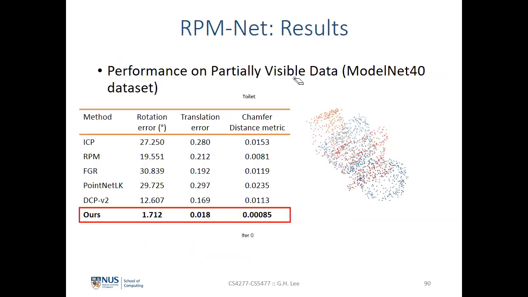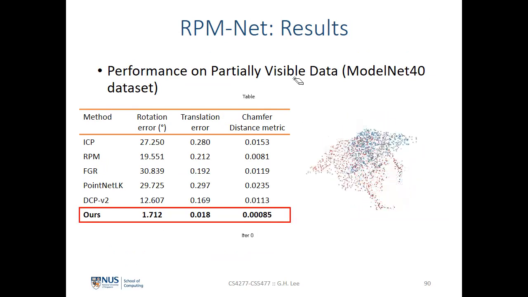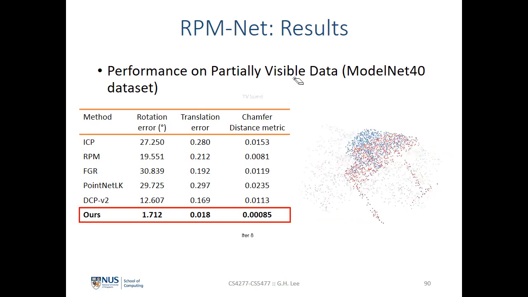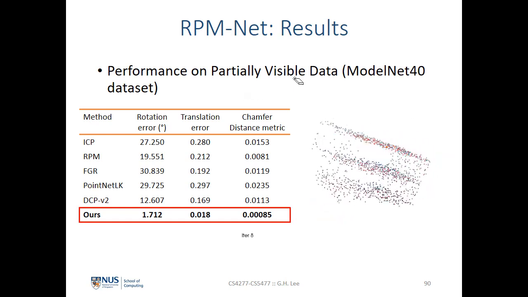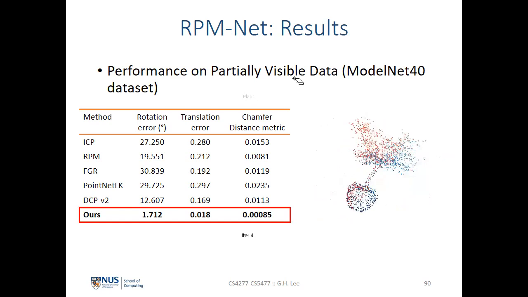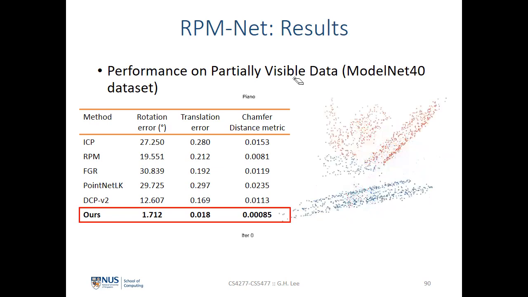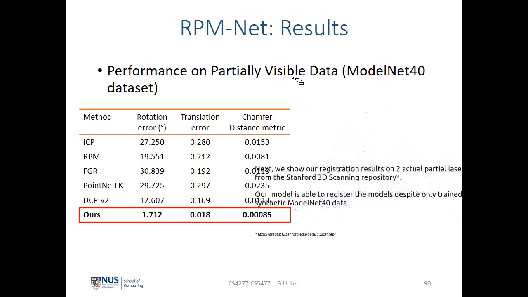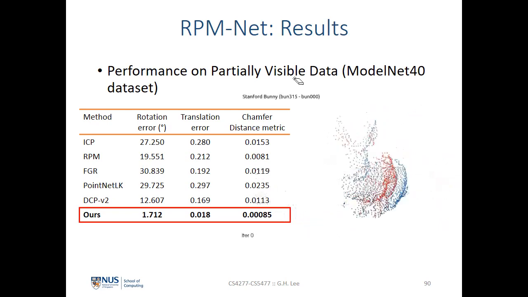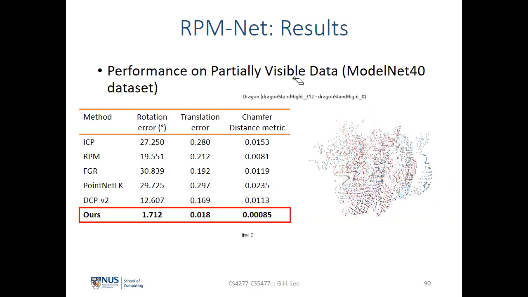And interestingly, this is how it looks when there's a toilet bowl. Then the table: if you compare with ICP and all this, you can see that our error is much lower. We are not the first work in this. RPM-Net is the original one, and we actually beat it by quite a fair bit because it's data driven. We're actually learning the features. PointNetLK and DCP v2 are deep learning methods too. We're not the first to do this, but at that time, we actually beat them.